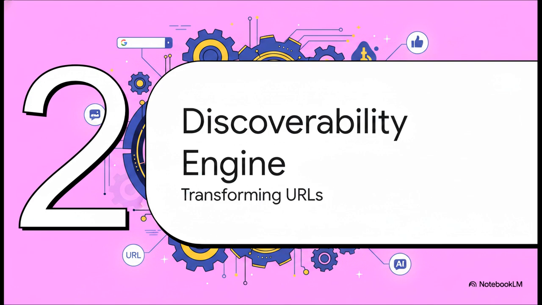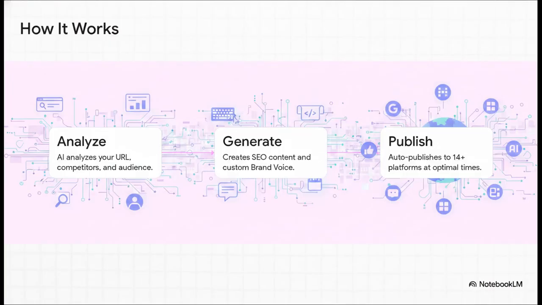So how exactly does this engine work under the hood to build a strategy that actually delivers? Well, it all happens in a surprisingly seamless 3-step process. First off, the AI analyzes your existing URL, your competitors, and your market audience to build a strategy that actually works for you. Second, it generates the actual SEO content.